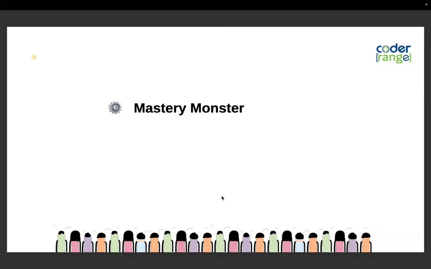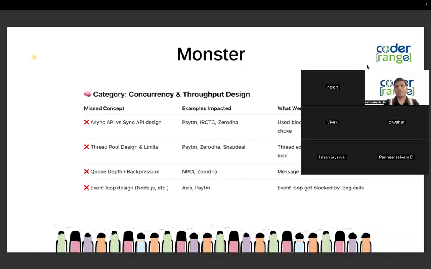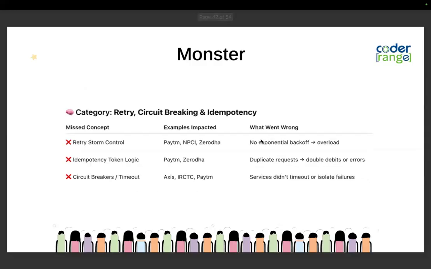And the mastery monster, when I say mastery monster, most core developers, even if you look at real-world system failures like Paytm, IRCTC, Zerodha, maybe you would have come across, even NPCI had a big system halt. Axis Bank, we have all seen this. Maybe you heard about it, maybe not, but a real core tech person would have heard about it and explored it. They all had the same problem: what went wrong. They had a lot of OS level implementation, queues and thread blocking calls, thread exhaustion, event looping mechanisms blocked by long calls. This was a real monster that you would never have come across.